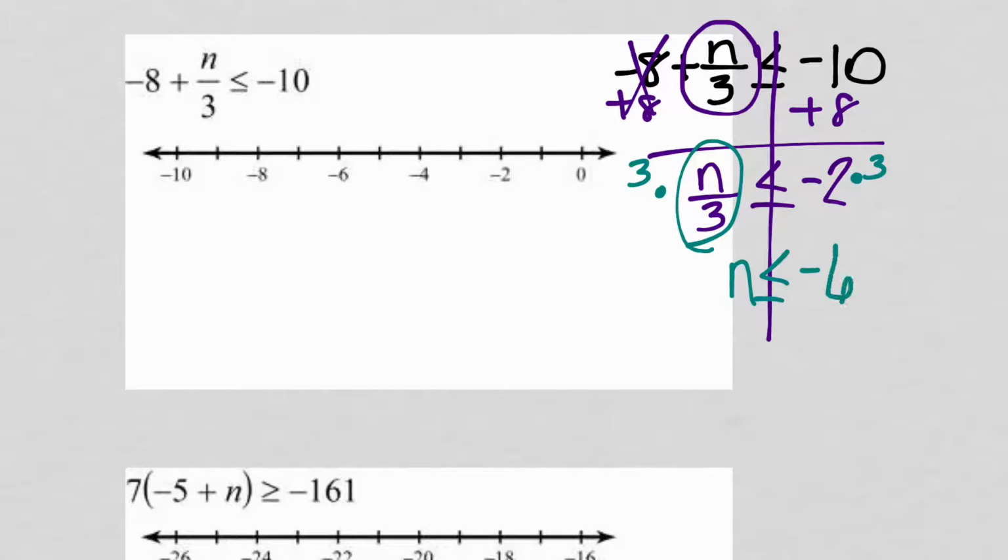Since I'm multiplying by a positive, my sign remains less than or equal to, and negative 2 times 3 is a negative 6, which means I'm going to come over here to negative 6 and fill in my circle because it does have that line underneath the alligator mouth, and it says less than, so I go towards the less than numbers, and negative 10 is definitely less than 0, which would have been the other direction.